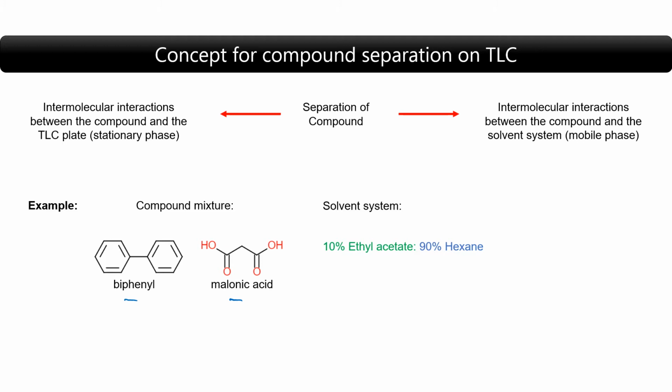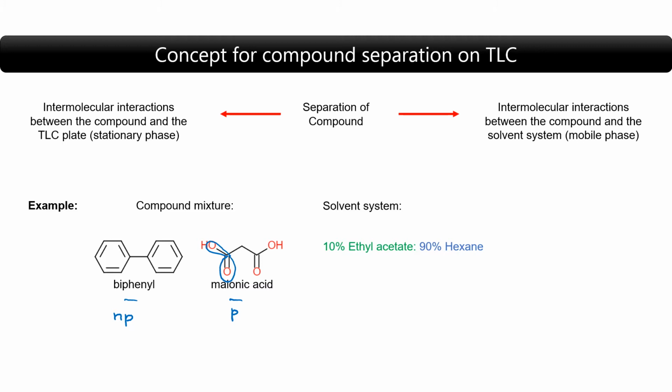Biphenyl only has carbons and hydrogens, so basically it's a hydrocarbon and doesn't contain any polar bonds in it, so it's a nonpolar molecule. Compared to that, malonic acid has multiple carbonyl groups and OH groups, so due to the very electronegative oxygen, these bonds are very polarized towards oxygen, so that gives malonic acid a more polar property. So malonic acid is a much more polar molecule.